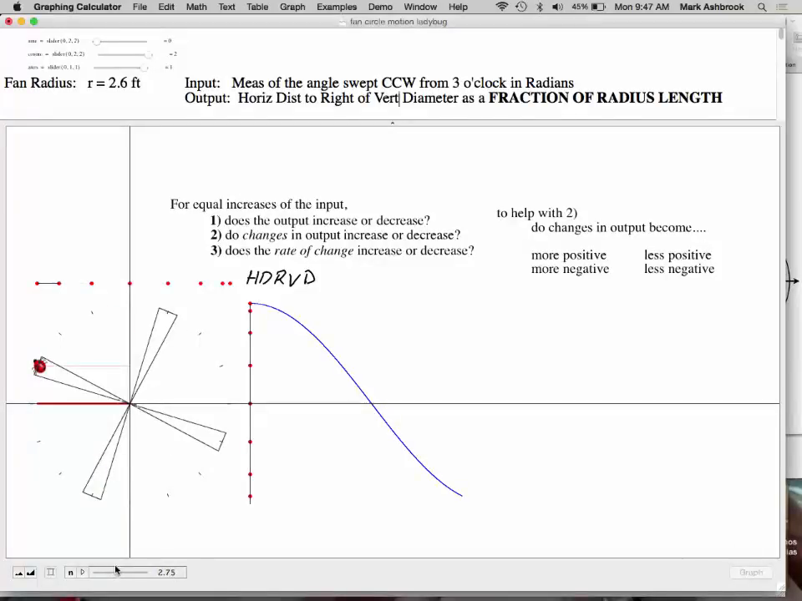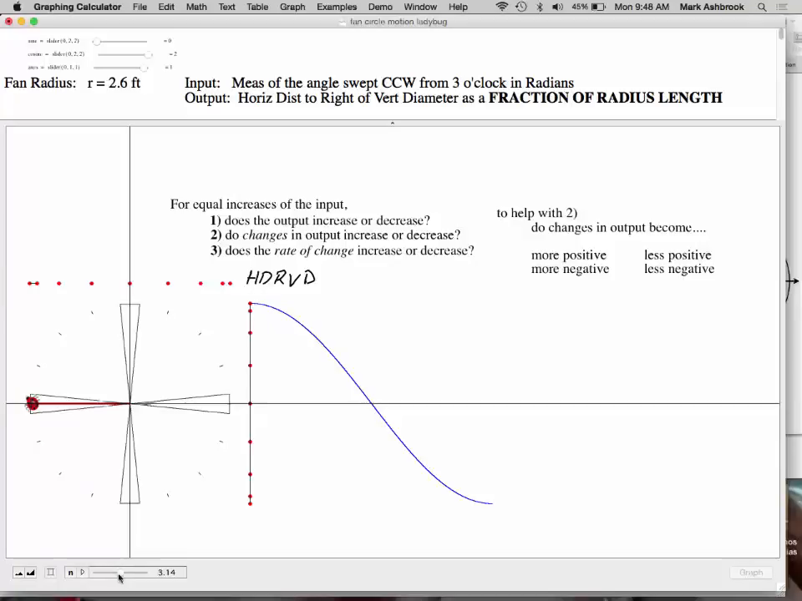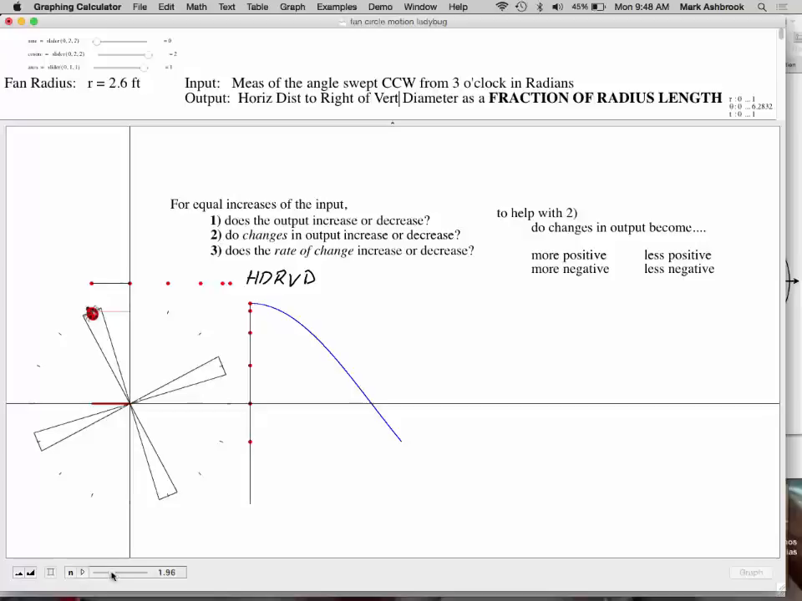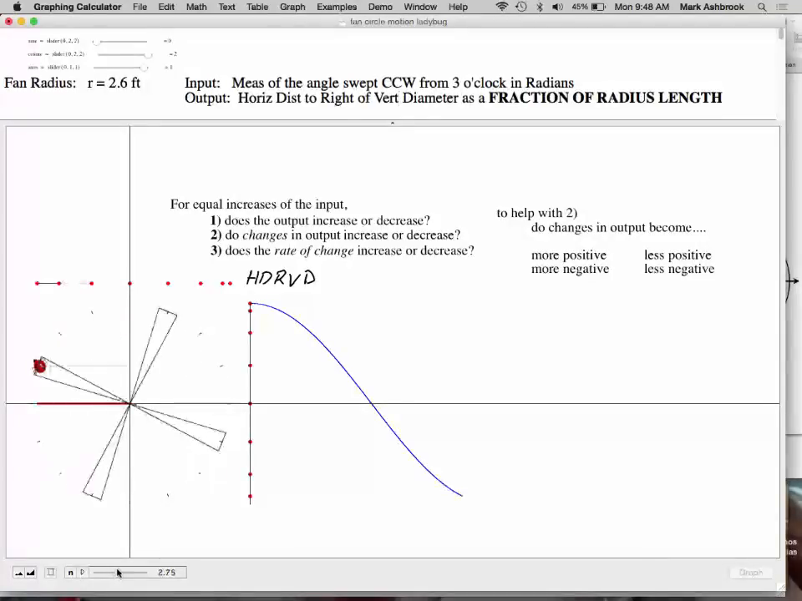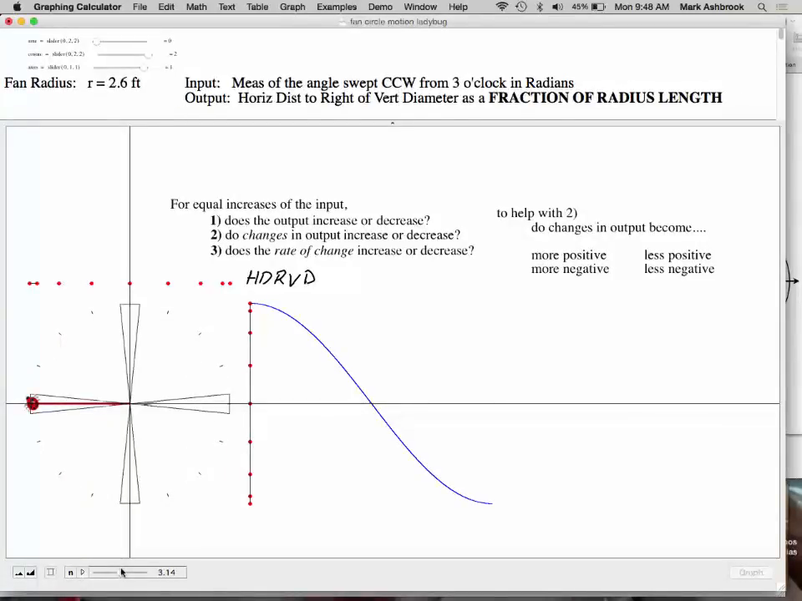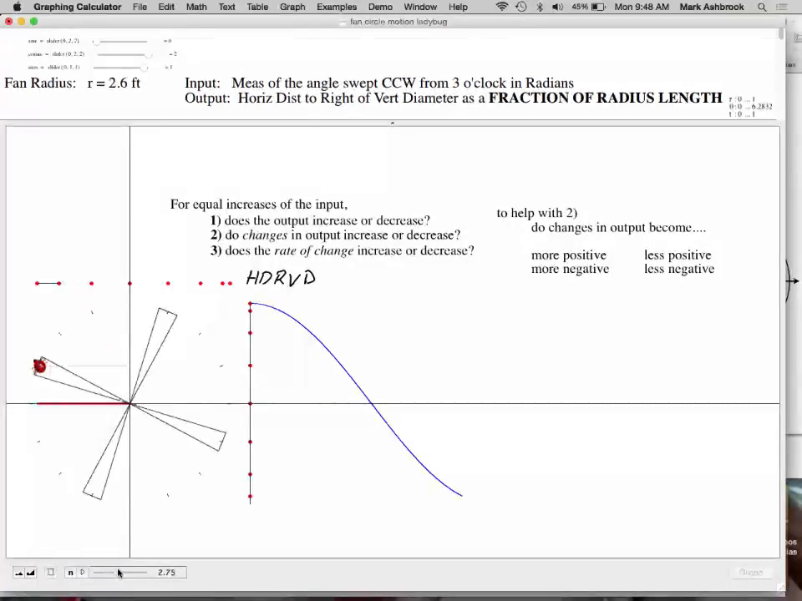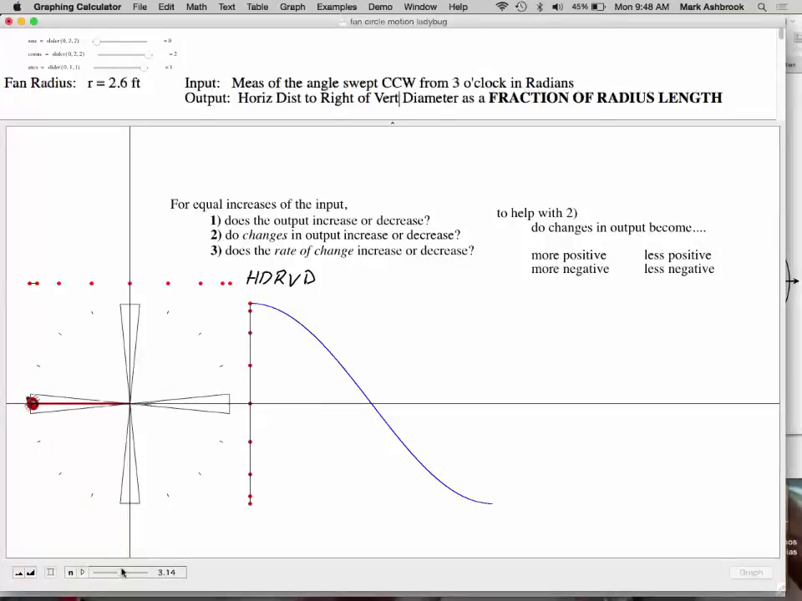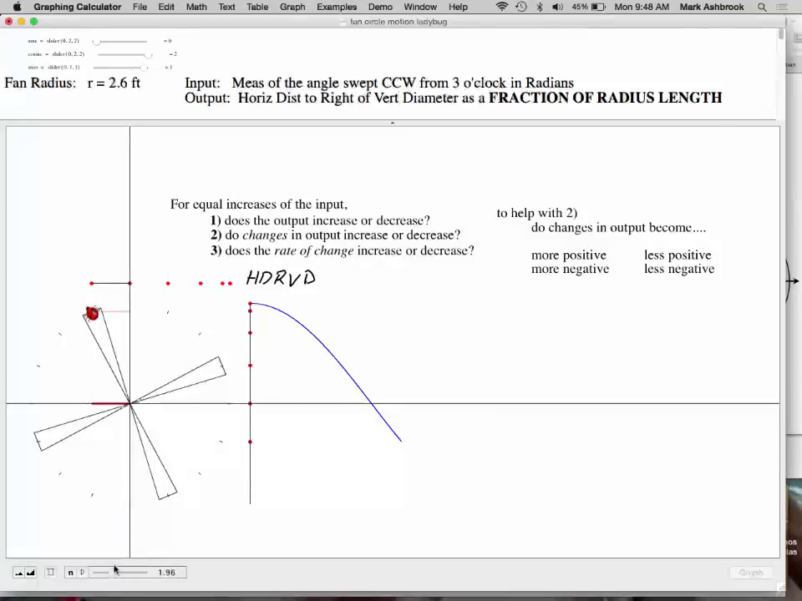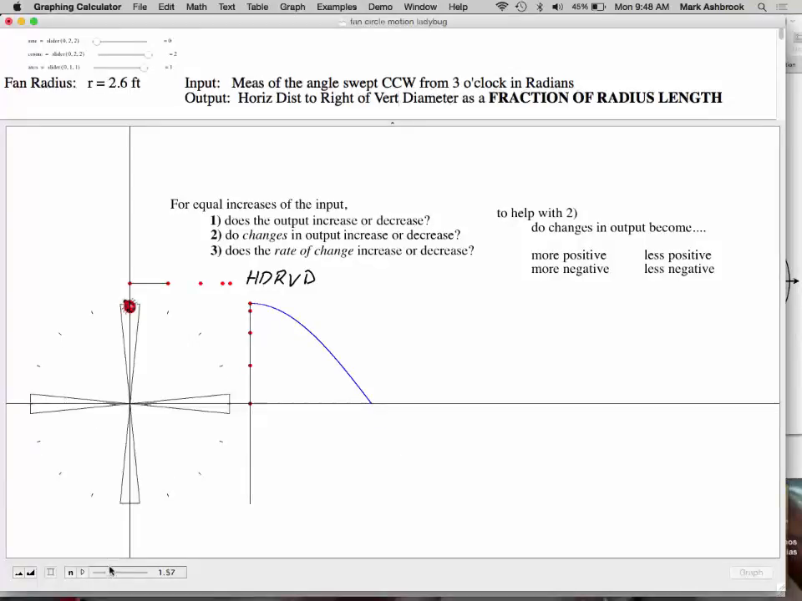Horizontal distance, does it increase or decrease in the second quadrant? Decreases from 0 to -1. As the angle increases from pi over 2 to pi, the horizontal distance decreases from 0 to -1. Do you see that? And the changes are positive or negative? Negative changes getting less negative. The changes are to the left, but they're getting smaller and smaller to the left. Increasing or decreasing changes? That's increasing negative changes.